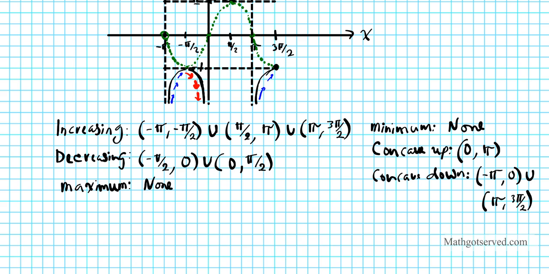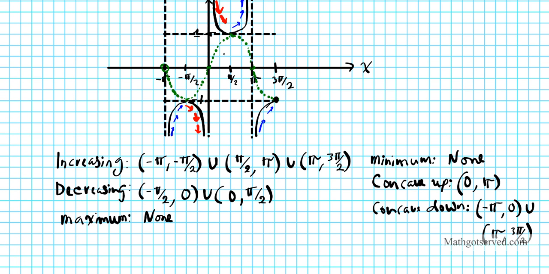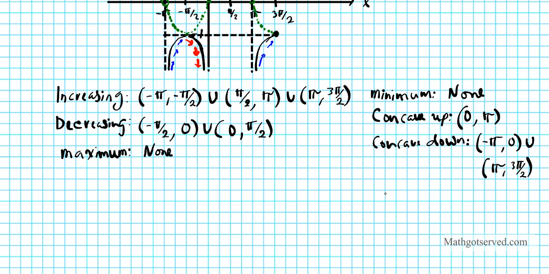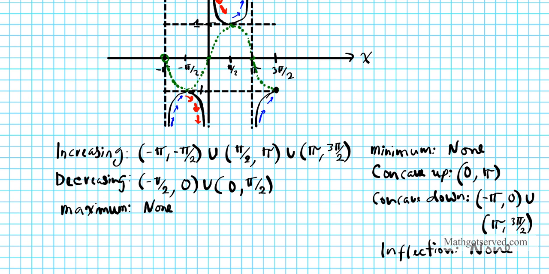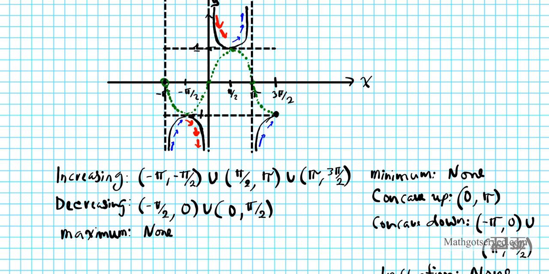Now, points of inflection, you notice where concavity changes. We have asymptotes. They have breaks there. So for inflection, we have none, because the points where the concavity changes, we have breaks happening there. Okay, so there you have it.